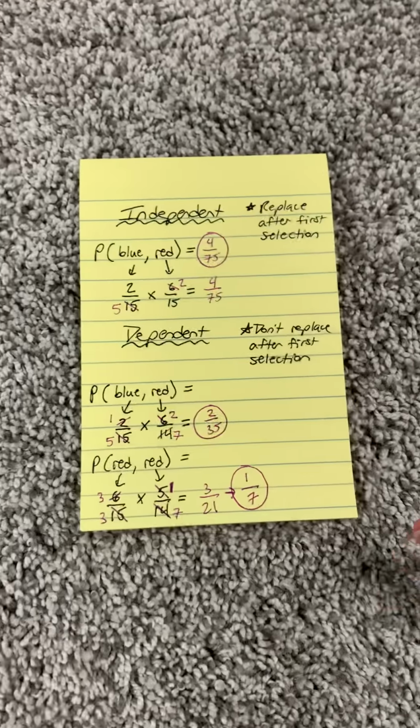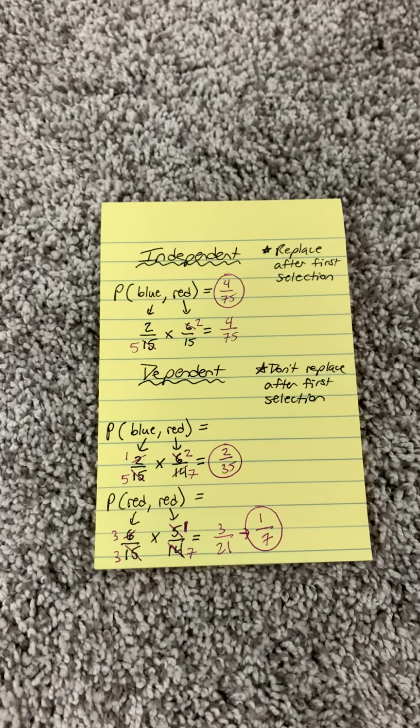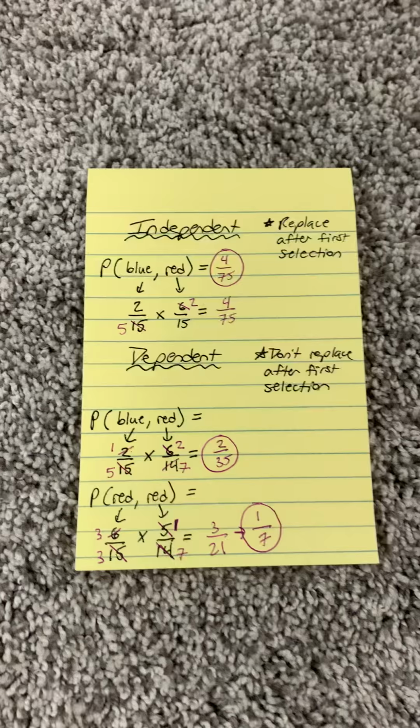So I have a 1 out of 7 chance of selecting a red marble, not replacing it, and selecting a red again. So I hope these examples helped.